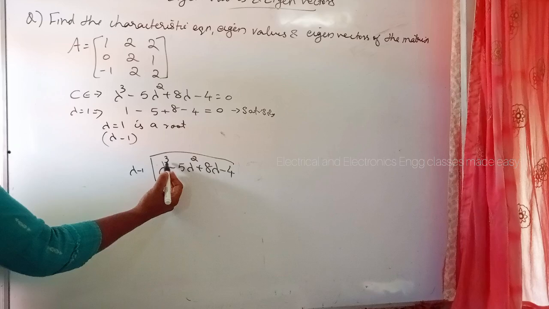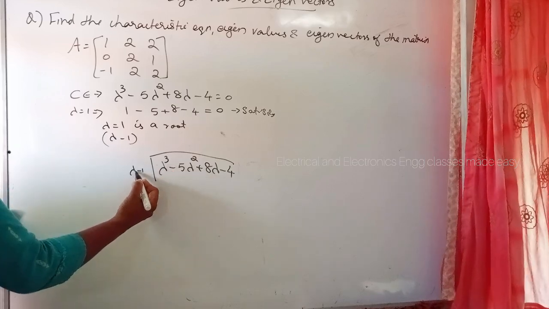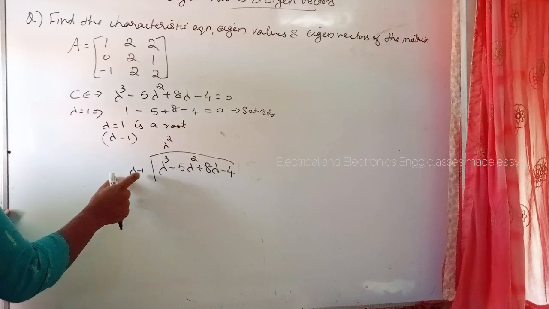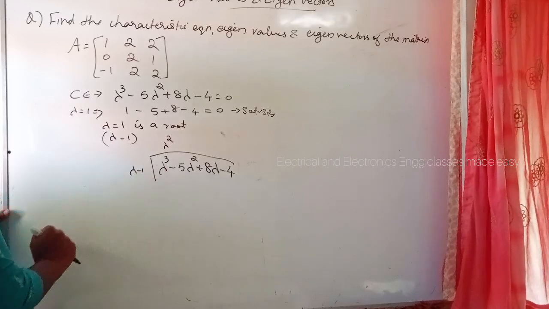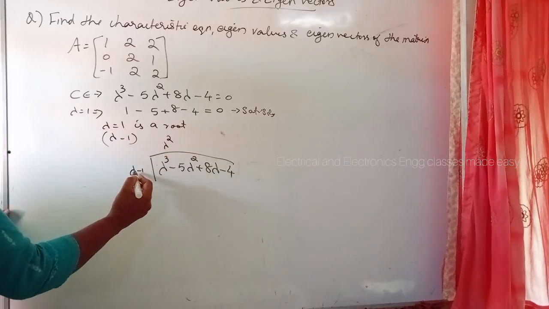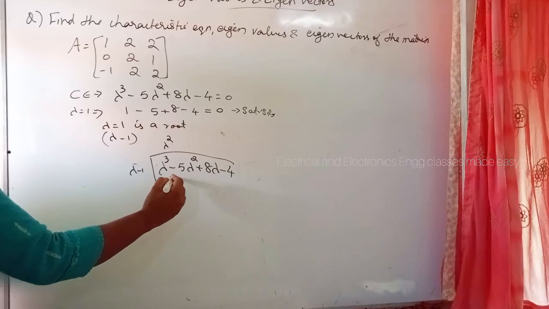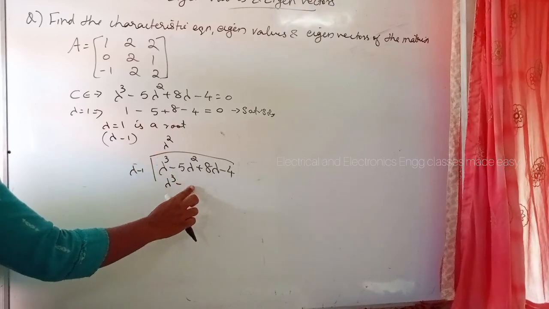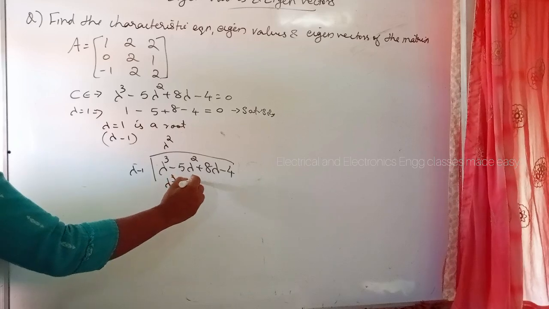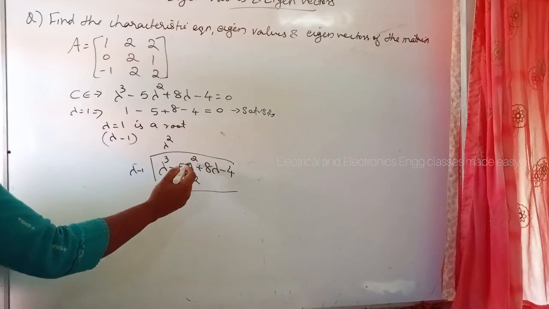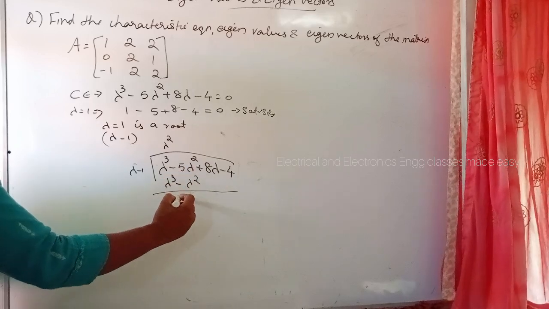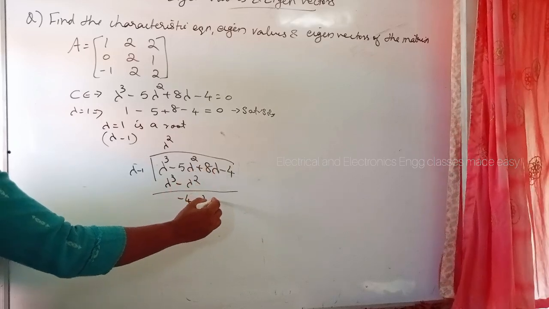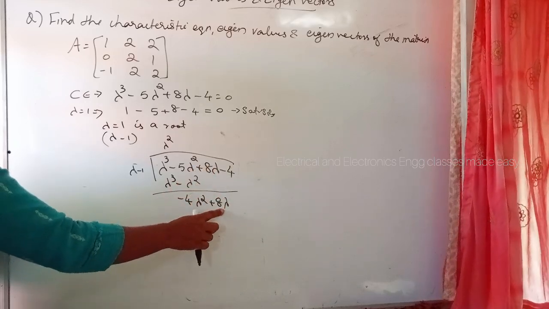First of all, this is lambda cube. So here we have to multiply with lambda square to make this one lambda cube. So lambda square into this factor, that is lambda cube minus lambda square, then subtract. So here we will get minus 4 lambda square, then take the next factor 8 lambda.